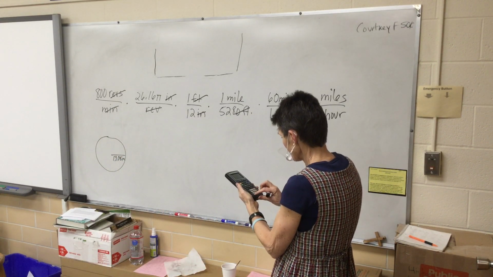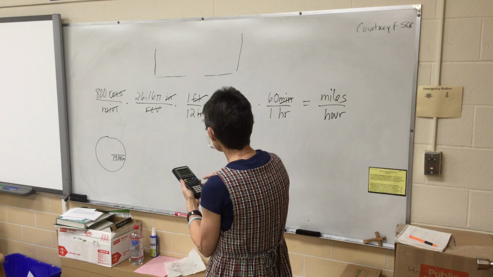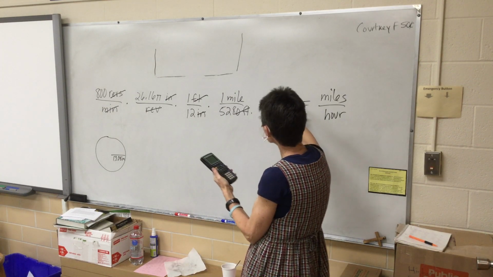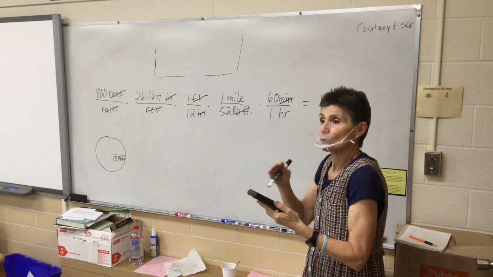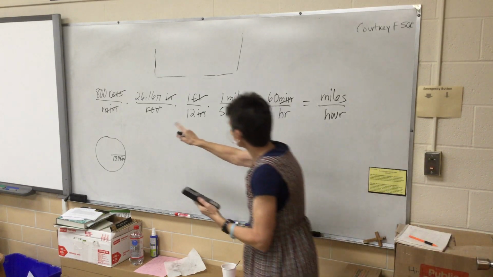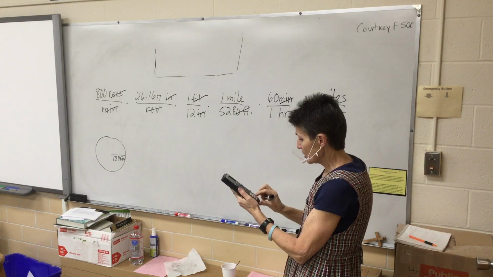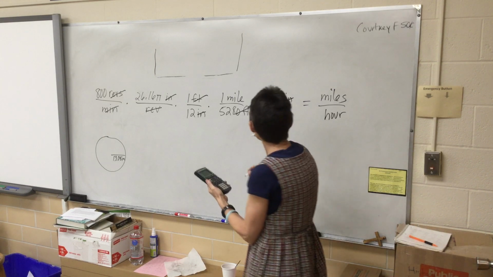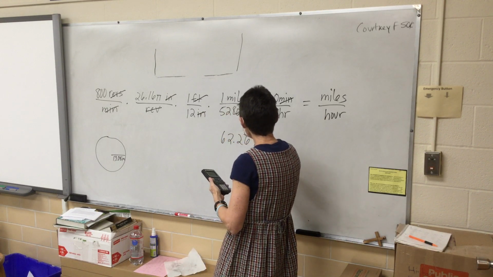So 800 times 26.16 pi, and go ahead and use your pi button, times 60. That's my numerator. Did I get it all? Yep. Now, if you're just going to hit divided by, make sure you put parentheses because you're actually going to be dividing by two numbers, right? 12 times 5,280. So my speed is 62.26 miles per hour.